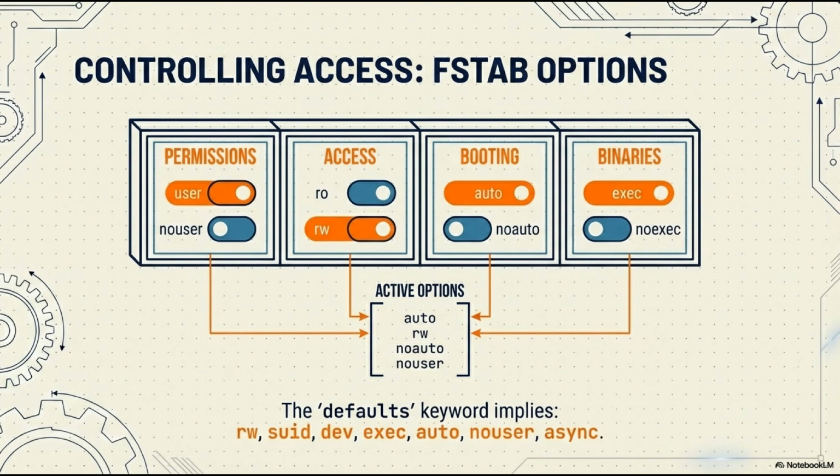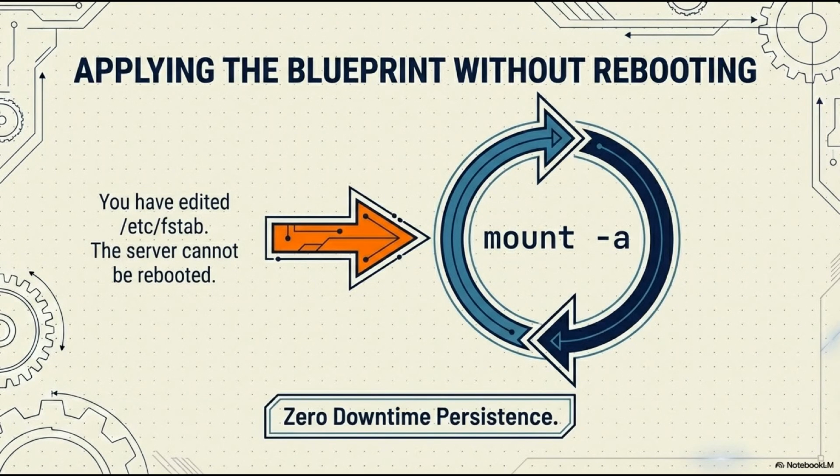Okay, so we've edited our blueprint, we saved the file. Slide 9 brings up a really practical problem, the zero downtime slide. The question is simple. I just changed fstab. Do I have to reboot the whole server to apply it? And rebooting in a corporate environment is a dirty word. It is. It means downtime. It means alerts firing. You want to avoid it. So after you edit fstab, you run the magic command, mount -a. Mount -a, from mount all. Basically, yeah. Tells the system, go read the blueprint again right now. If there's anything in there that isn't currently mounted, mount it.